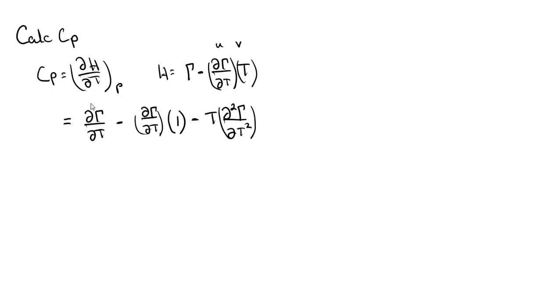All right, so simplify dΓ/dT. Those things are going to cancel out, and we are left with minus T times the second derivative of Γ with respect to temperature. That is our constant pressure heat capacity. Does that look like what we have for an ideal gas?